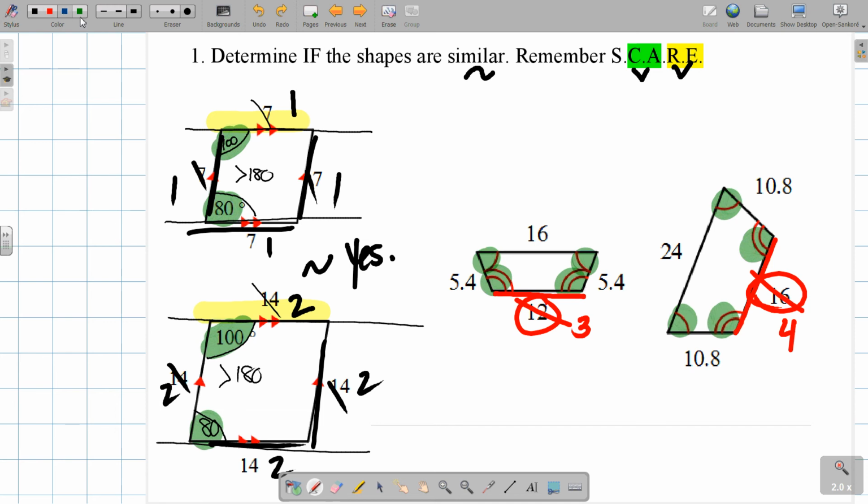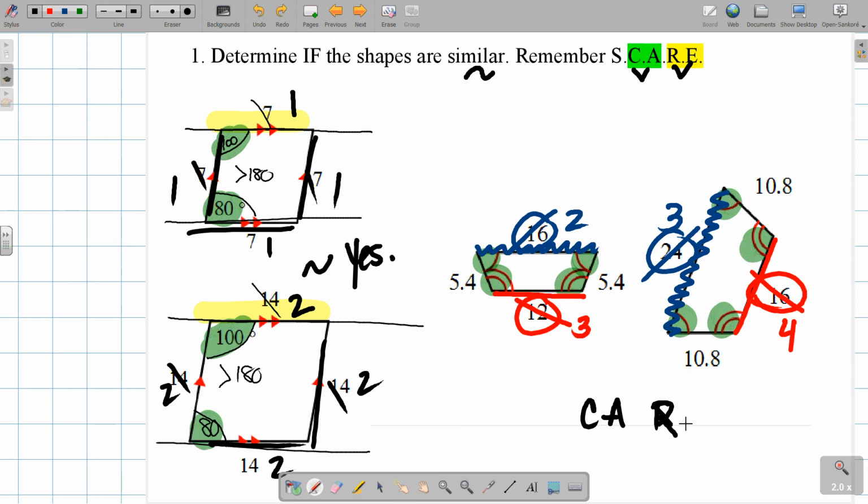Short to short. Now, let's check long to long. Reduce. 8 goes in there twice, 8 goes in there 3 times. Looky there. Even though you have congruent angles, your ratios are not equal. So these shapes are not similar.